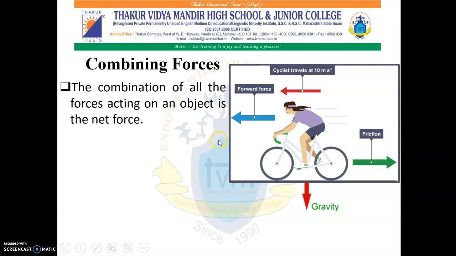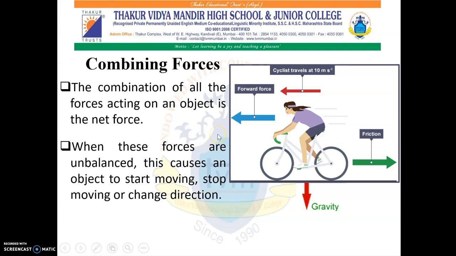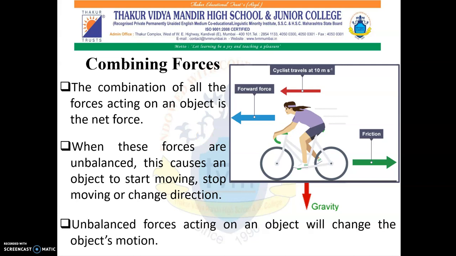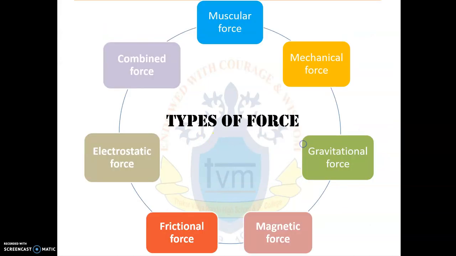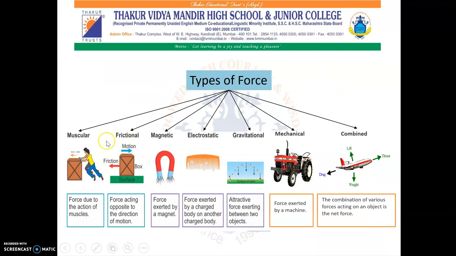The combination of all the forces acting on an object is the net force. When these forces are unbalanced, this causes an object to start moving, stop moving, or change direction. Unbalanced forces acting on an object will change the object's motion. So we have seen all the 7 types of forces. So let us summarize all these forces. Muscular force, frictional force, magnetic force, electrostatic force, gravitational force, mechanical force and combined force.